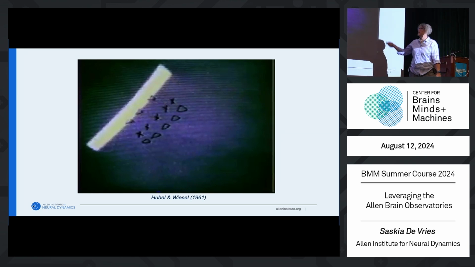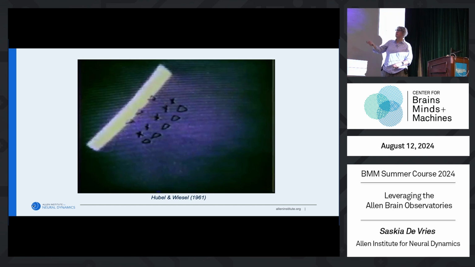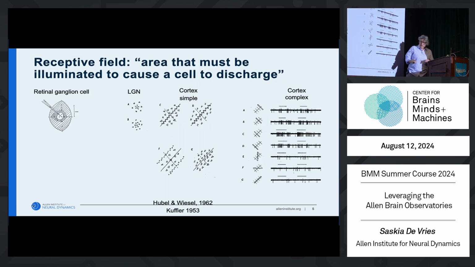And so this was one of the types of receptive fields that they saw, the receptive field being the region in space and the pattern of light that is needed to drive a response from this cell. And so they used their tungsten electrodes to record from a lot of different cells. And so here's some of the examples that they saw.